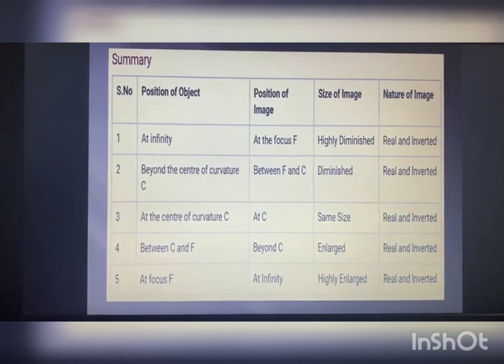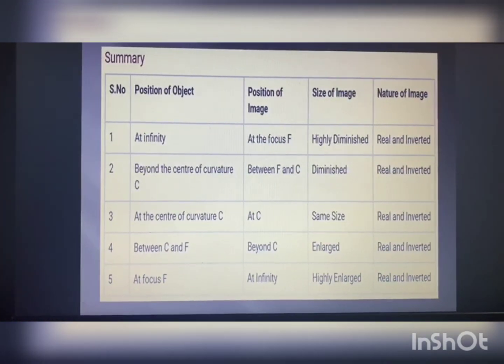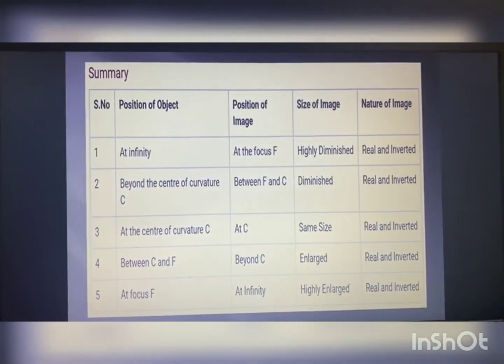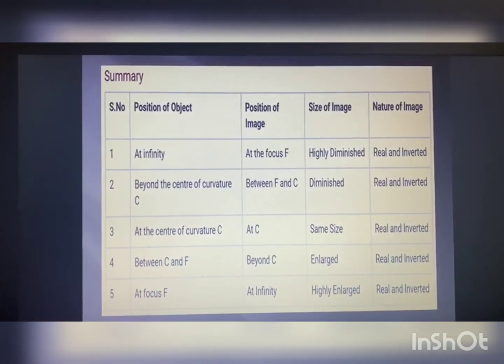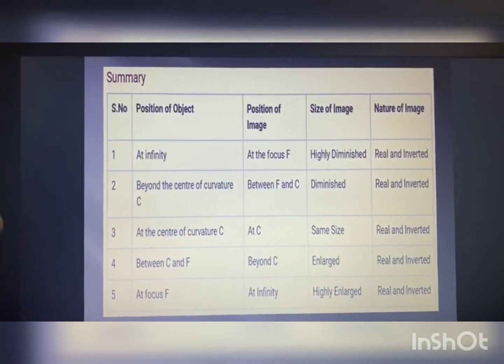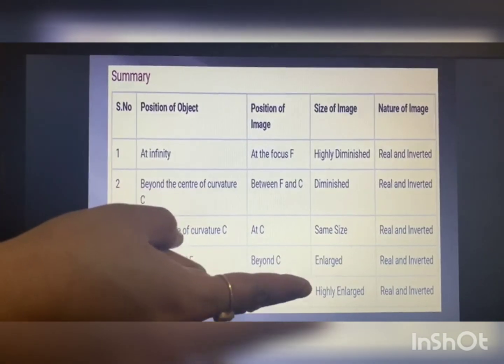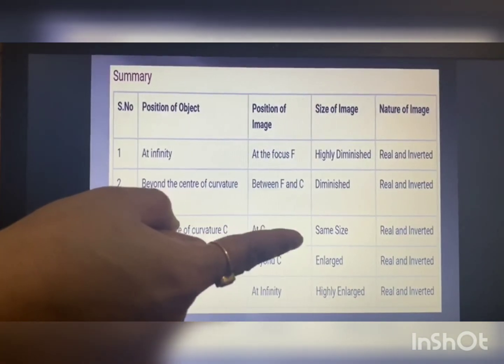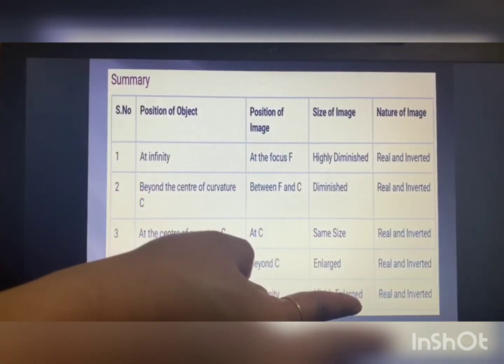Now student, I have also given a tabulated form of all these 6 ray diagrams. In this, the position of the object, what we have discussed, then the position of the image, then the size of the image, and the nature of the image. I have given for all 6, so you do not get confused. One is exceptional, in which the nature of the image is virtual and erect. I have given all others as real and inverted nature of image.